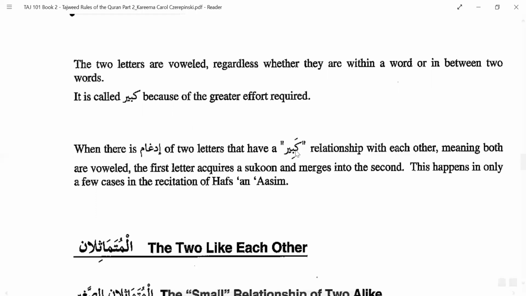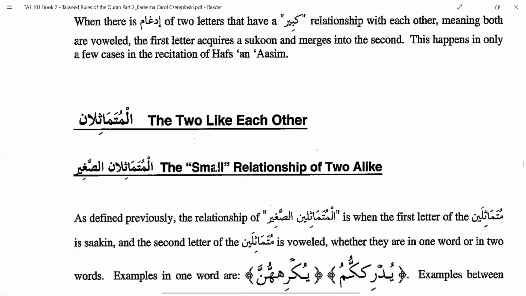Now when you have idgham kabir, of this relationship, that is both are having haraka, the first letter will acquire a sukoon and merge into the second. It will happen only in a few cases for Hafs and Asim.